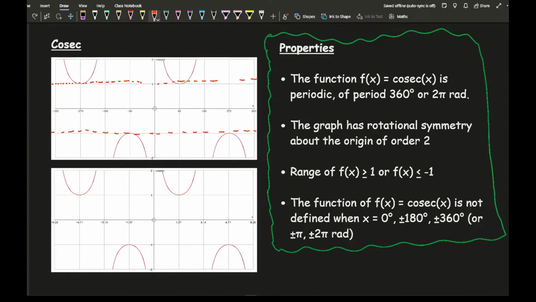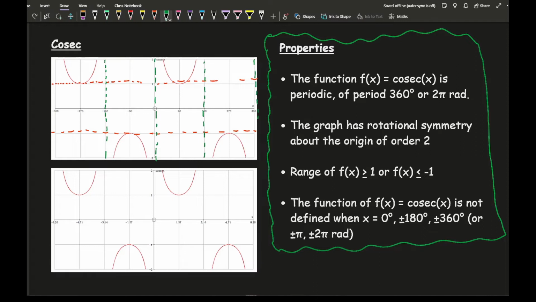And the function f(x) = cosec x is not defined when x is 0 degrees, plus or minus 180, plus or minus 360, or in radian mode it's going to be plus or minus pi, plus or minus 2 pi, etc. Now what that basically means is you're not going to get values at these points. So just like the tan graph, there aren't any values at those particular values, and that obviously then continues with my green line.